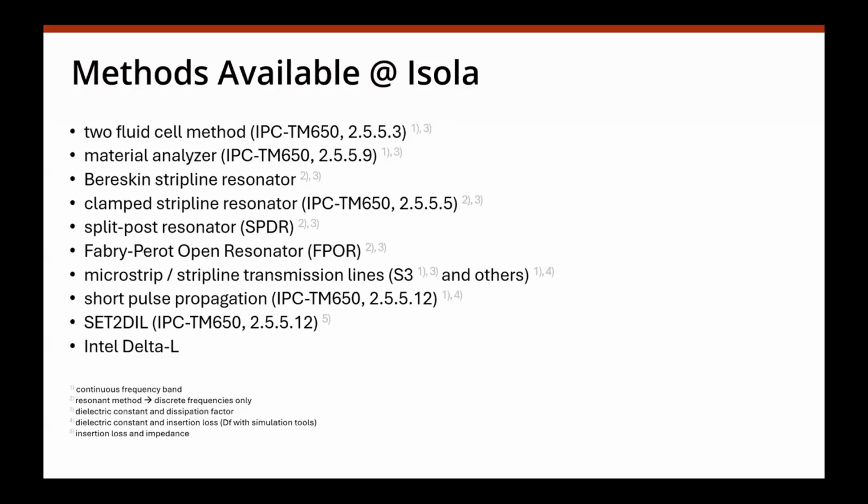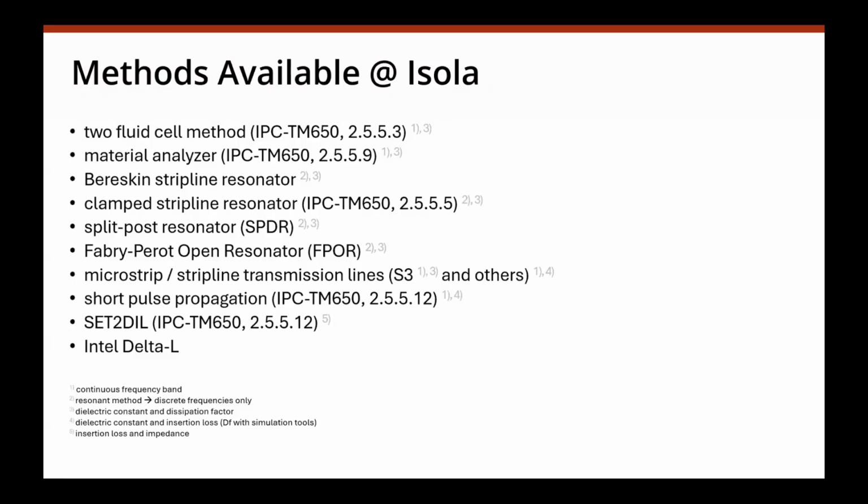Some of them are endorsed by IPC, some of them are not endorsed by IPC. Many of them are resonant methods, so you don't get a continuous reading over frequency, but you get Dk and Df only at certain frequency points and multiples of that. And then, just to complicate things further, sometimes the industry is using not actual Dk and Df testing, but insertion loss testing, and trying to derive Dk and Df out of those insertion loss tests.